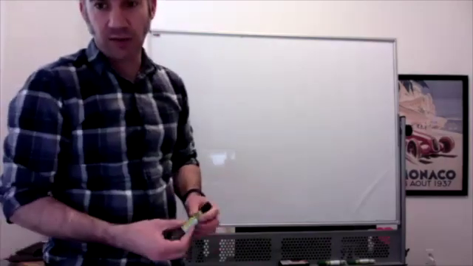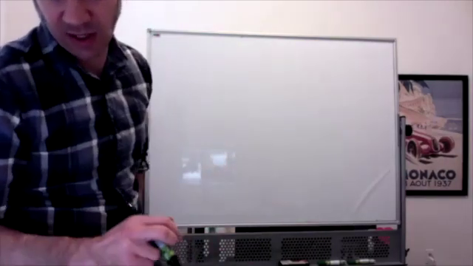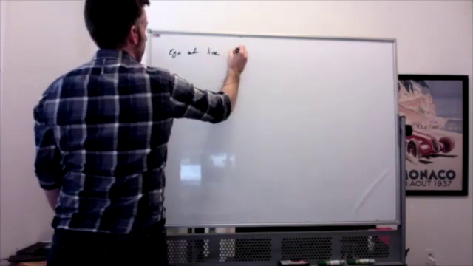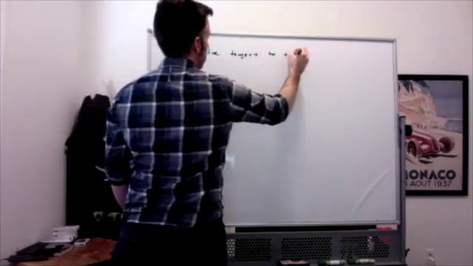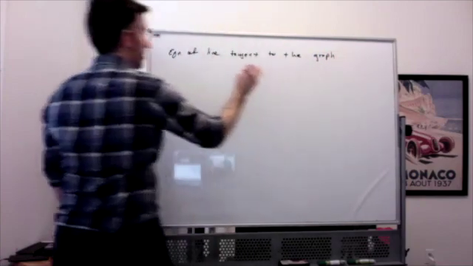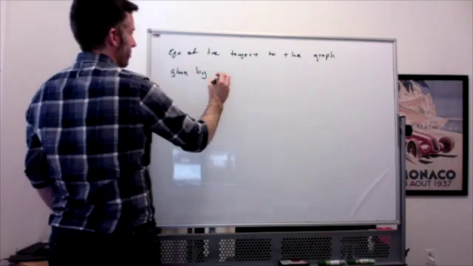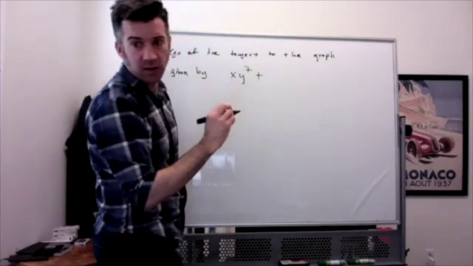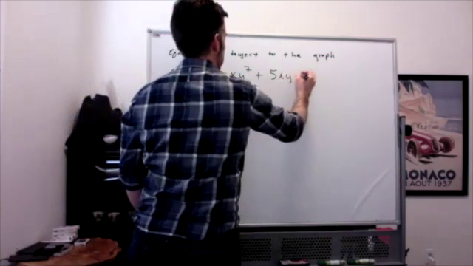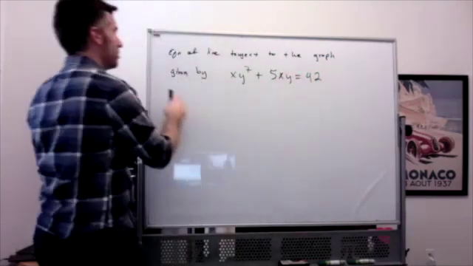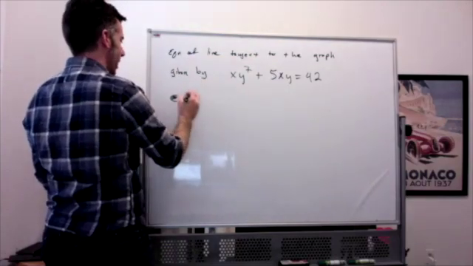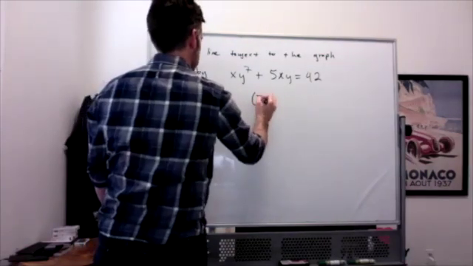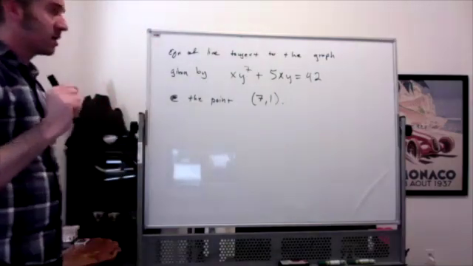So use implicit differentiation to find this one. This one's actually only asking for the slope. I'm going to write it the way I want to write that. So I want to find the equation of the line tangent to the graph given by the equation xy to the 7th plus 5xy equal to 42. So equation of the line tangent to the graph given by this at the point 7, 1. Okay, so that's our goal.